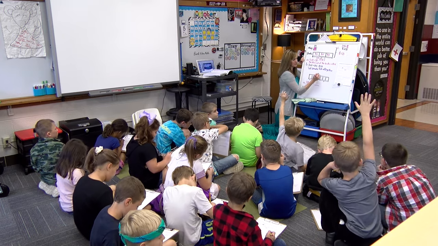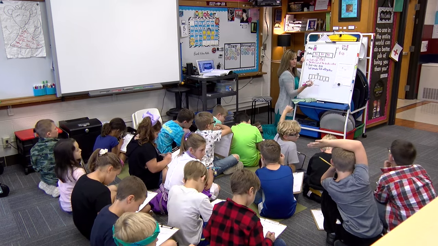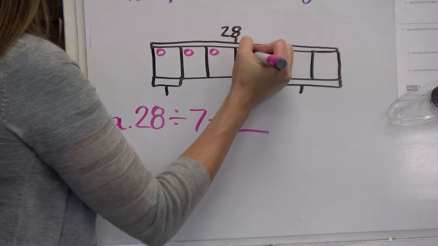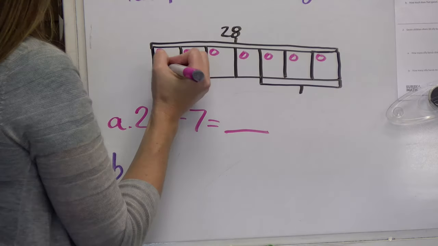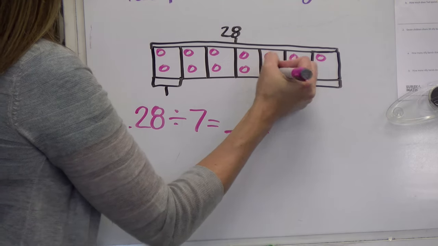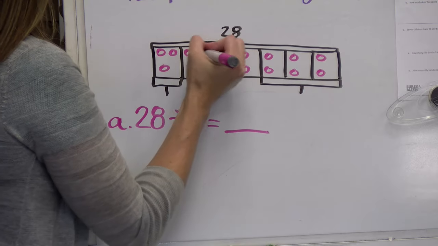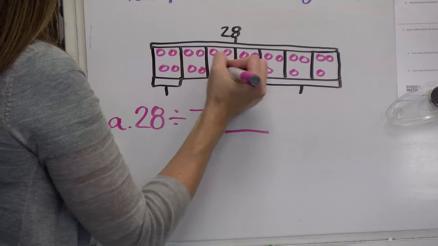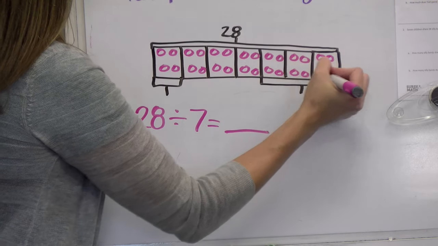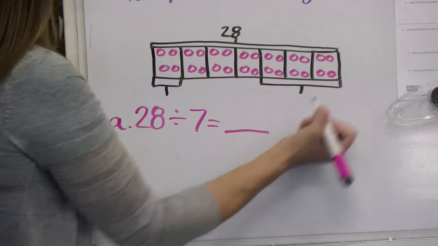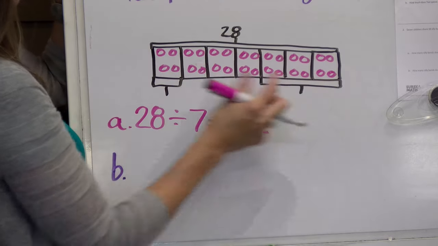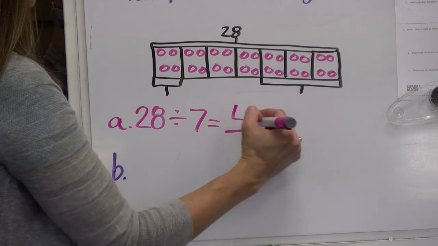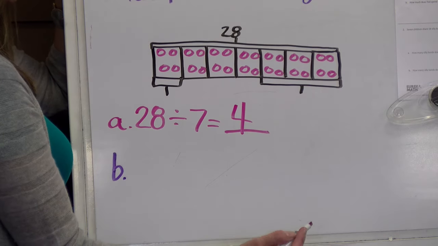Daniel, what strategy is that? It is called the fair share strategy. So my guess is you figured that out because this class is excellent at fair share strategy. So far I have 7, then 14. Continue. I have 21. Now I have 28. Okay, I've divided them equally. Each unit has a value of 4, so 28 divided by 7 is 4.